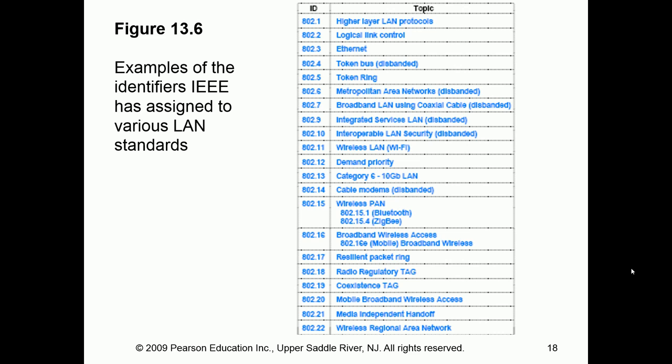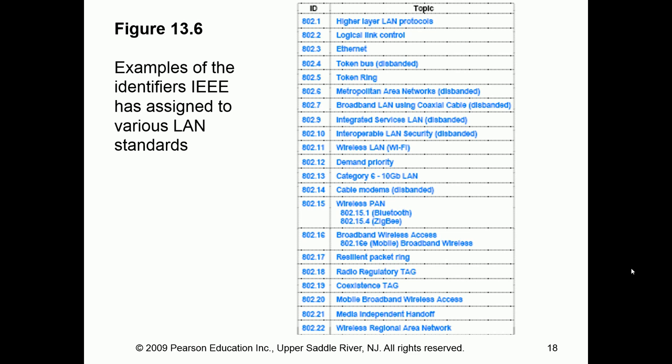802.11, Wi-Fi, that's huge. 802.13, that's our Cat 6, our Ethernet 6 cable, which actually gives us our 10 gigabit per second LAN connections. 802.14, that's our cable modem, or modems. That's kind of subjective if it's to disband or not, because there are substandards for cable modem that still exist. 802.15, that's our wireless PANs, specifically Bluetooth.